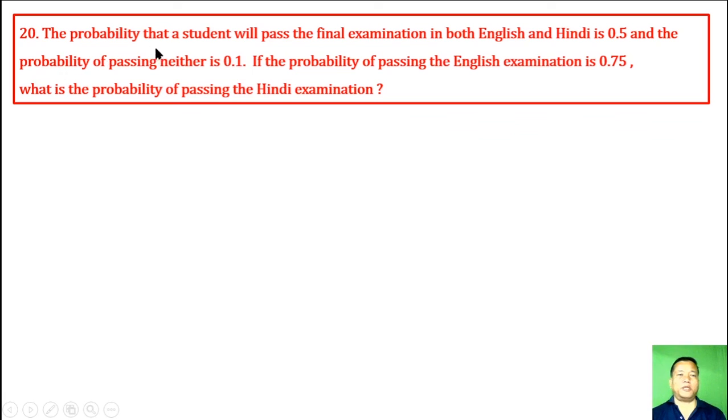Number 20. The probability that a student will pass the final examination in both English and Hindi is 0.5, and the probability of passing neither is 0.1. If the probability of passing the English examination is 0.75, what is the probability of passing the Hindi examination?